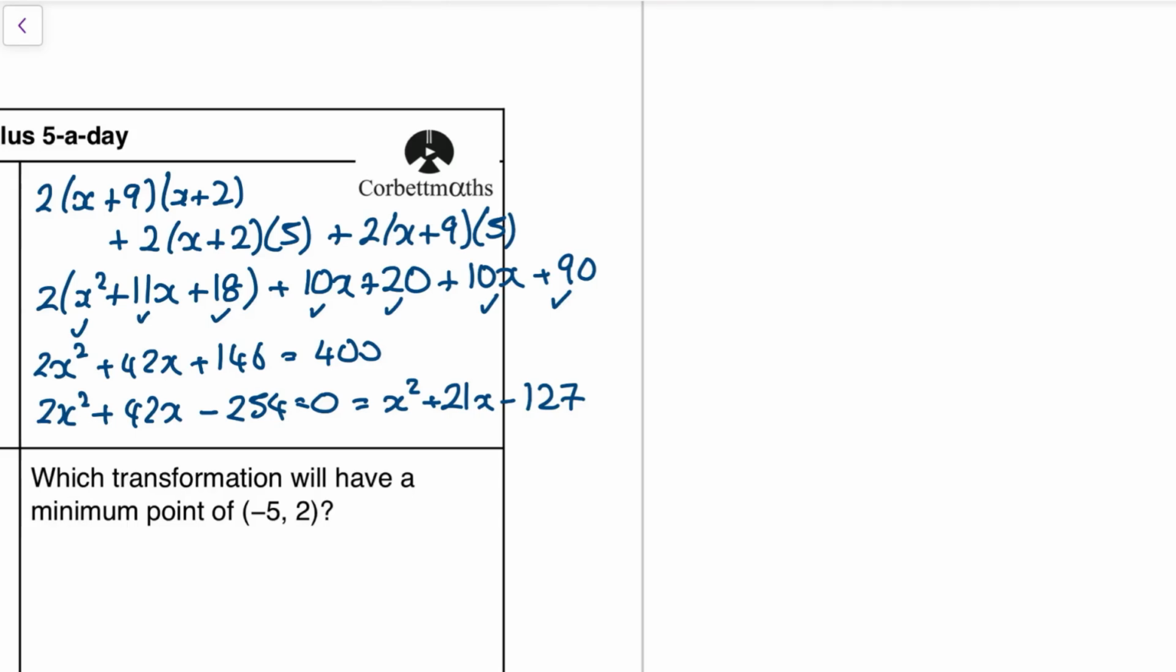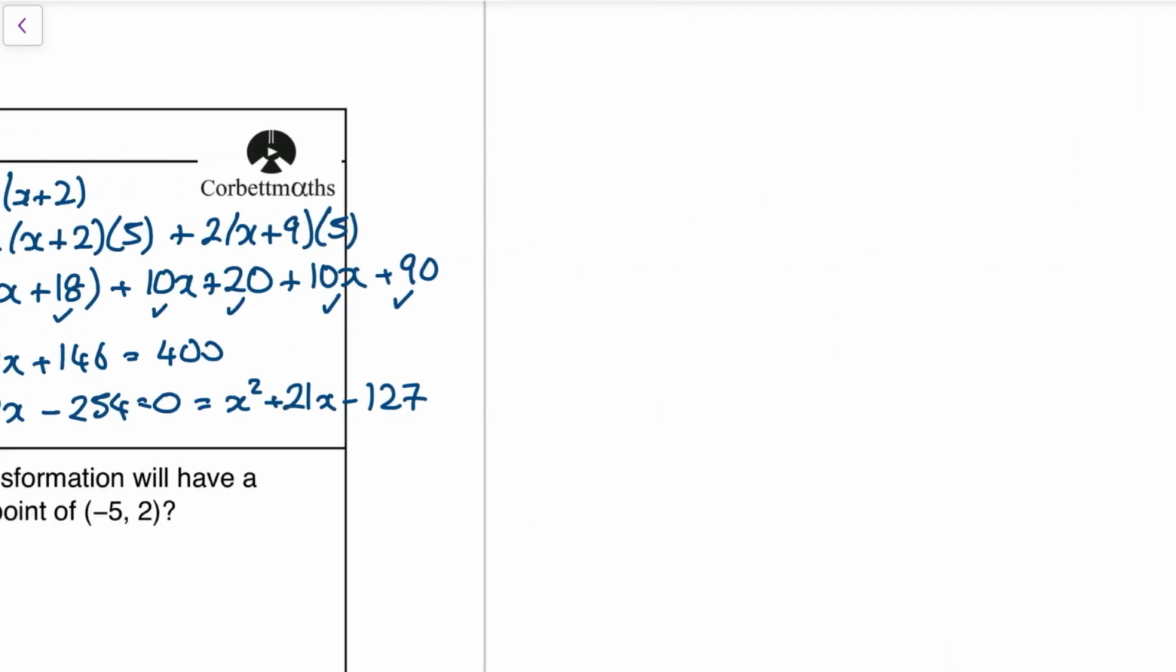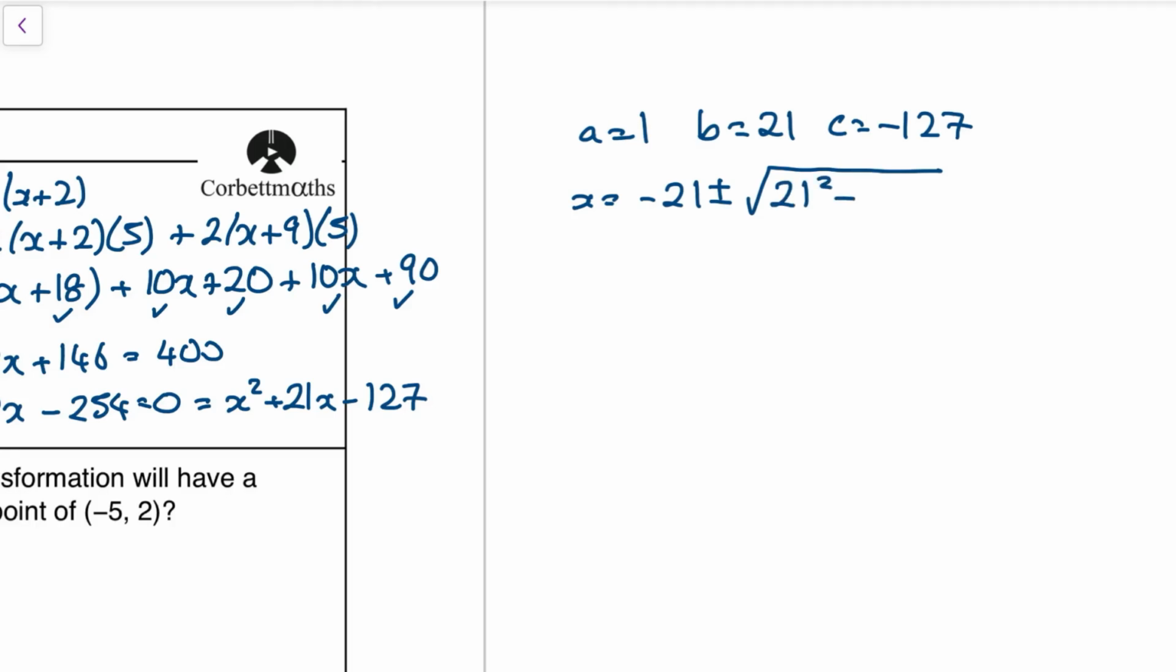Now, this is a quadratic that doesn't, as far as I can tell, factorize easily. However, also remember a little trick. It says 1 decimal place. There's your hint. There's not going to be a nice round answer here. So I'm just going to use the quadratic formula and go straight into it. So a is equal to 1, b is equal to 21, and c is equal to minus 127. Which means I can say x is equal to minus 21 plus or minus the square root of 21 squared minus, minus, plus 4 times 127, and all of that is divided by 2 times 1, which is 2.